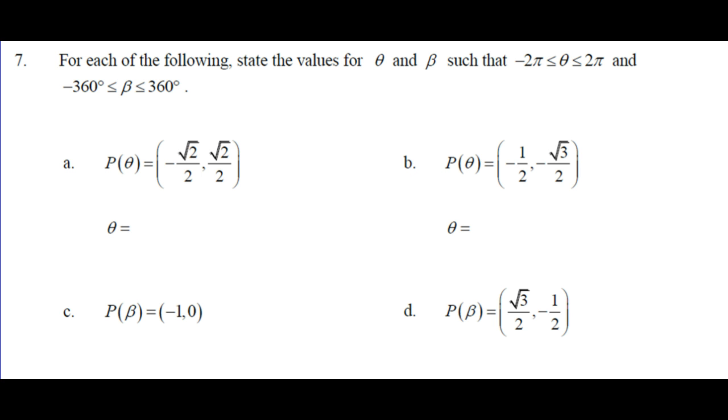Okay, so if the angle has the xy coordinate negative root 2 over 2 and root 2 over 2, which quadrant is that in? Quadrant 2, right? You have a negative x and a positive y. So you got a quadrant 2 angle. So which angle has that? 3 pi over 4. Okay, but we need between negative 2 pi and 2 pi. So what's the other angle?